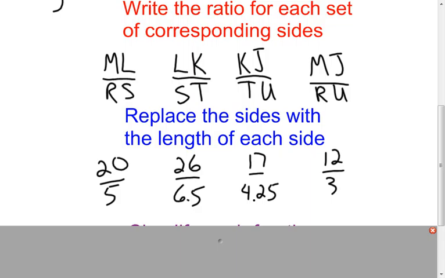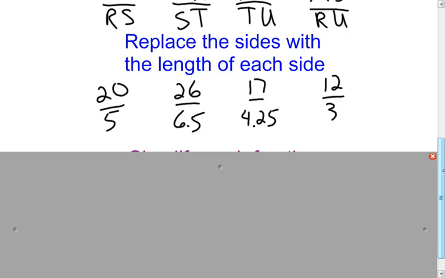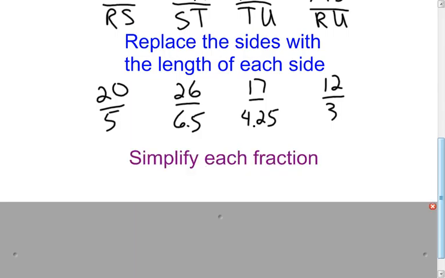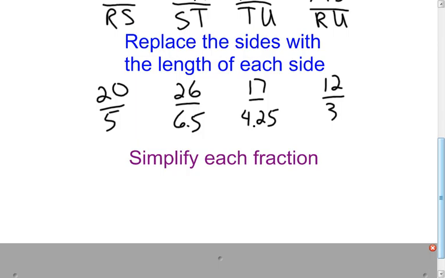So right now I look at these and I can't tell if they're proportional or not, because with all those numbers I can't tell if those ratios are equal or not. So what I'm going to do is simplify each fraction. And if it's something you can't do in your head, use your calculator. It'll work. So 20 over 5 equals 4. You hit 26 divided by 6.5, you get 4. 17 over 4.25 is 4, and 12 over 3 is 4.